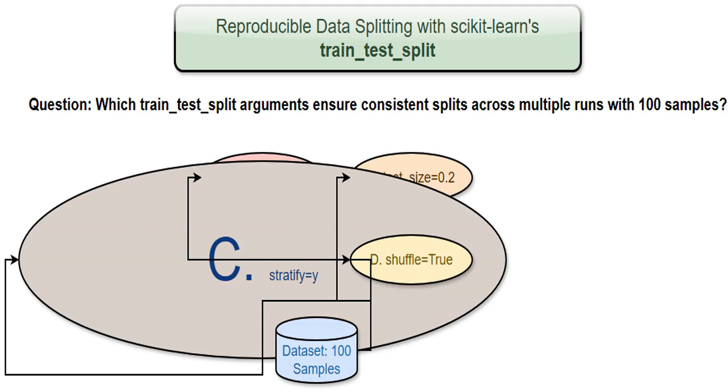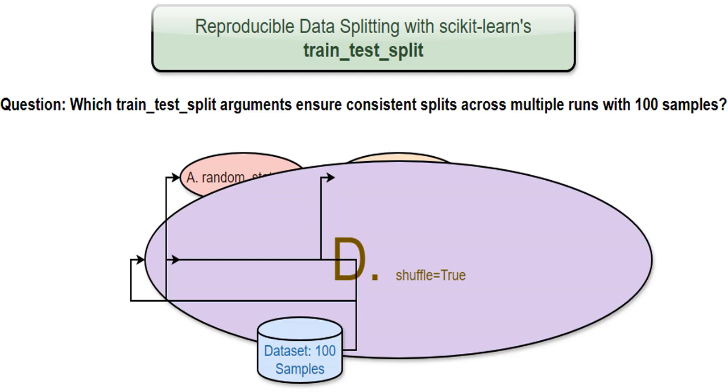The stratify parameter keeps the proportion of different classes in my target variable, represented here by y, consistent in both the training and testing sets. This is helpful for balanced datasets. But it's important to note, stratify does not guarantee the same split across runs unless I also set random_state.